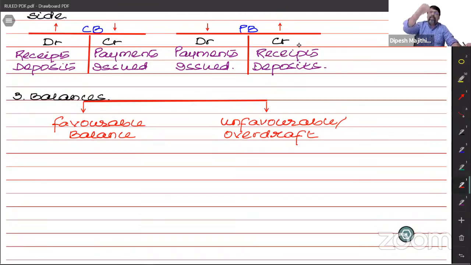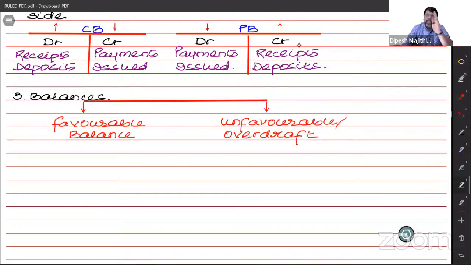Favorable balance means we have money in the bank. That means deposits are more than the withdrawals. I deposited 30, withdrawn less than 30. That means there is money in the bank. If there is money in the bank, it is an asset for me because I can withdraw that money at any point of time, and the bank has to pay that money to me at any point of time, chartered.